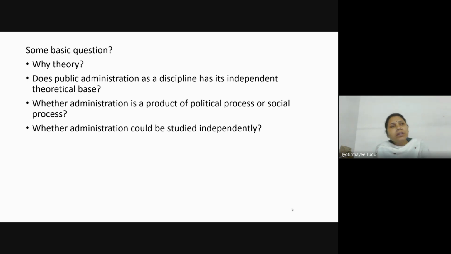Then a second direction came up with the writings of Dwight Waldo. In his work on the administrative state, he questioned how public administration activities could be immune from the political process, because administration needs to operate in a democratic state. In a democracy, which is ruled and governed by the people, where people are everything and influence the state, they are the crucial agent shaping the decision and policy making process of the state. In those circumstances, how could public administration be really independent from the political process?